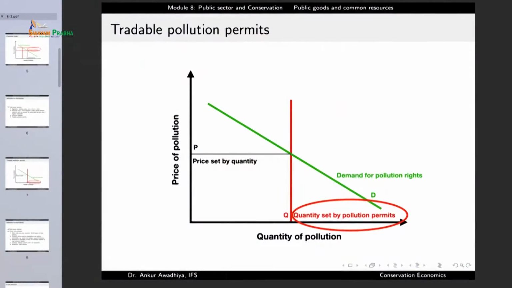Now, what happens? Here as well, you have the demand curve for the pollution rights, but now the quantity has been set. And once we have the quantity, this quantity will determine the price that the people will be ready to pay for these pollution permits. Now, these pollution permits can be sold, say, through an auction. When these 10 pollution permits are sold through an auction, those people who have the highest demand for these pollution rights, who place a very high value on these pollution rights, will be buying these pollution permits at a higher price.